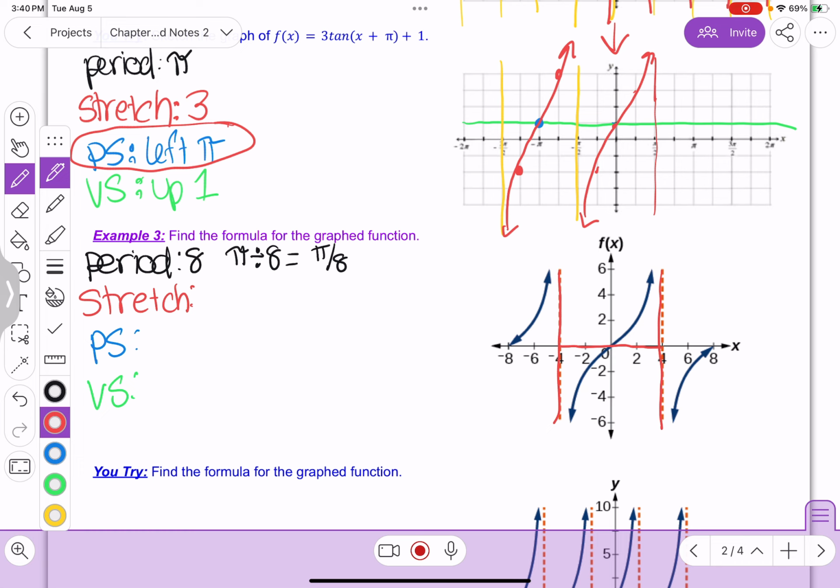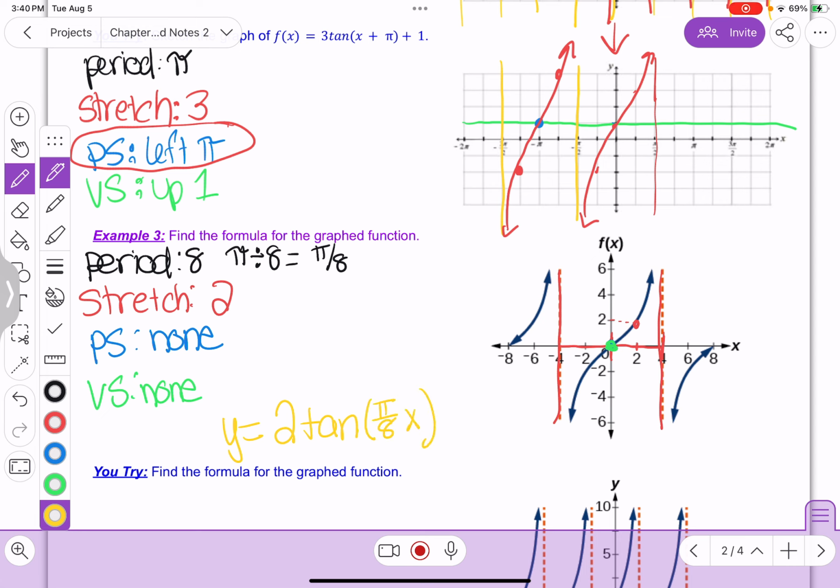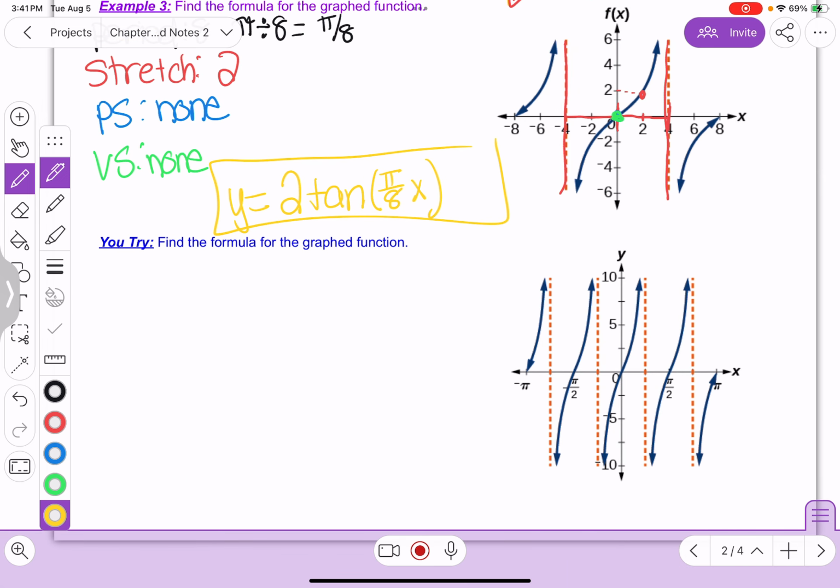Stretch, halfway between that, so from 0 to 4, which is at 2, how far up did we go? 2. So that would be the stretch. Phase shift, our middle's at the origin, so there is none. Vertical shift, the middle's at the origin, so there is none. So then we write our equation. Y equals 2 is our stretch. It's a tangent graph. Pi over 8, x, no shifts. Why don't you try this one?